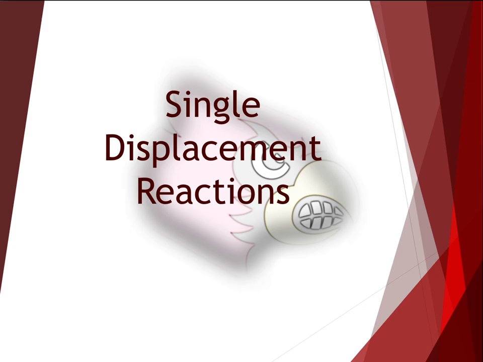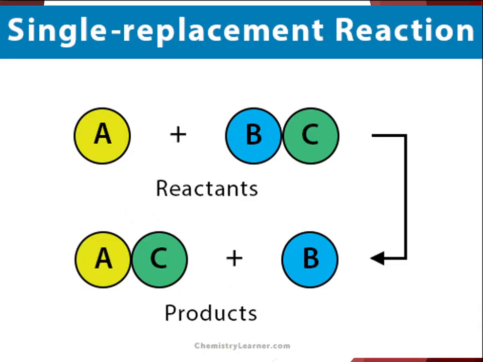Single displacement reactions. The final 2 types of reactions that we're going to cover here are displacement reactions. They are also called replacement reactions because atoms or ions in the reactants are replaced with other elements. A single displacement reaction is a type of reaction that occurs when an atom or ion within a compound is replaced by a similar atom or ion. Single displacement reactions can be represented by the following general equations. A reacts with BC to form AC plus B.